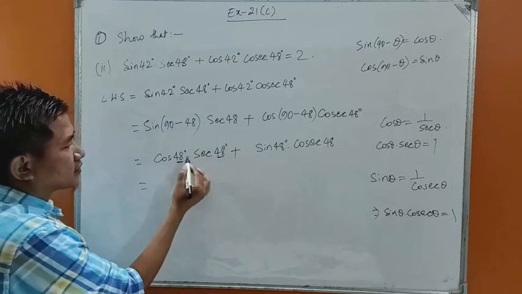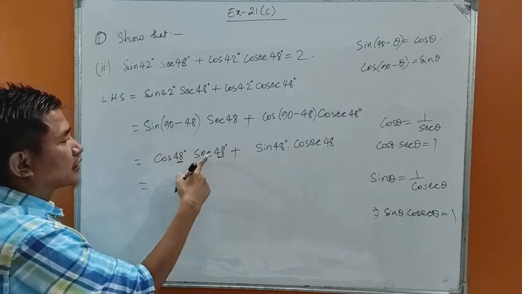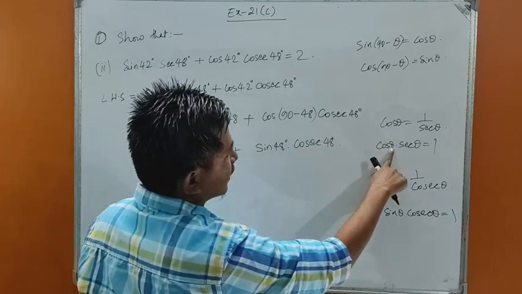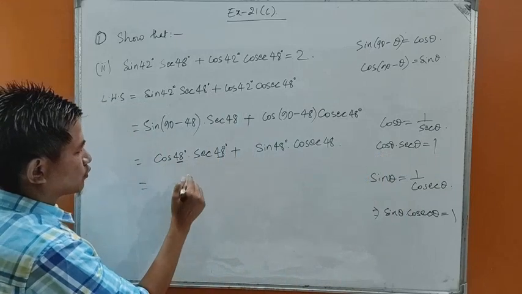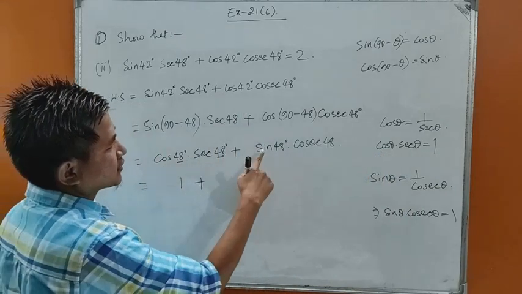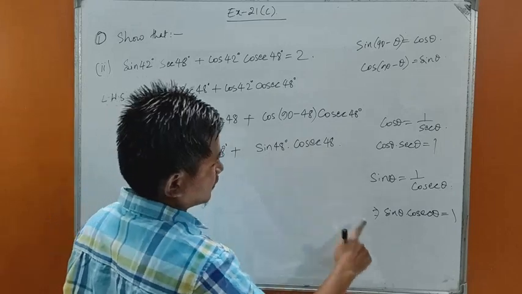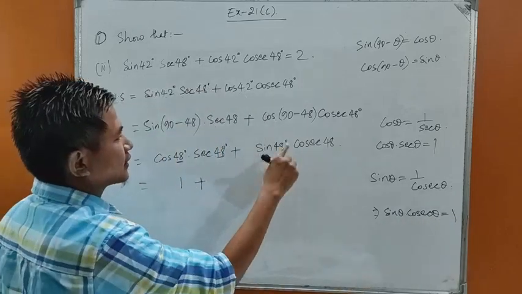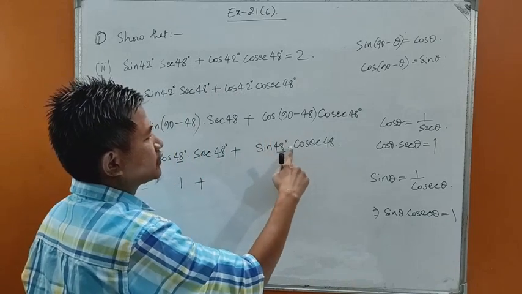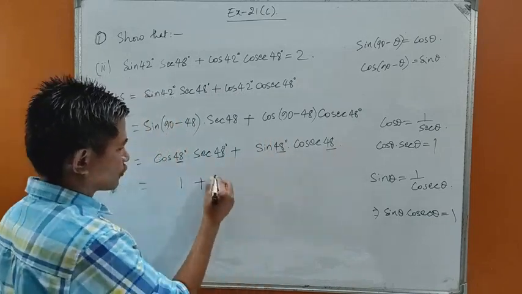48 and 48, angles are same, so cos theta into sec theta is 1, isn't it? So cos theta into sec theta is 1, plus sin theta into cosec theta is 1. Theta is 48, so sin 48 into cosec 48 equals 1.